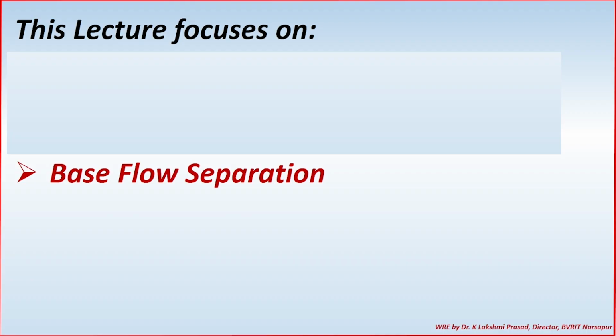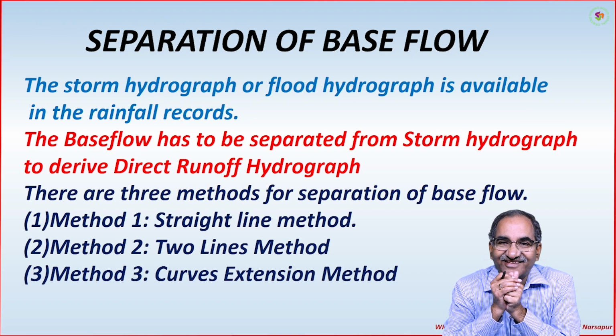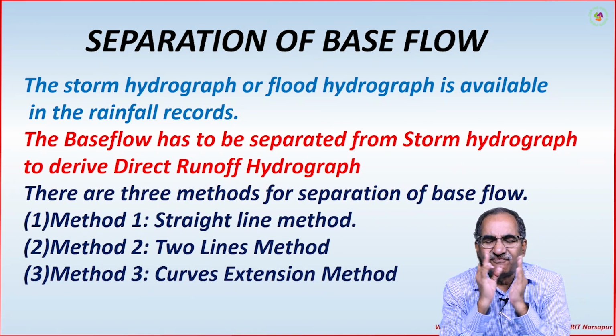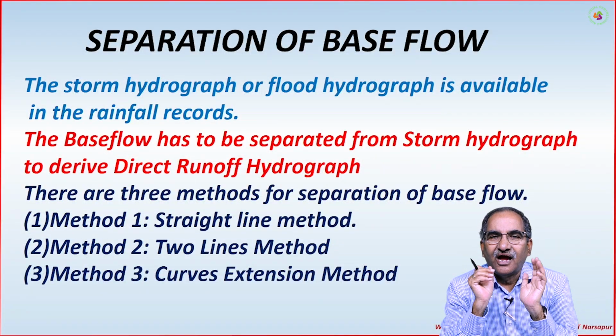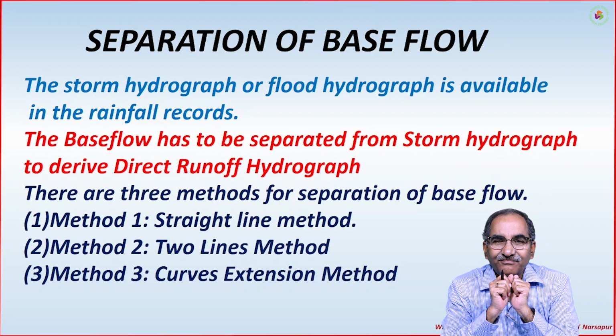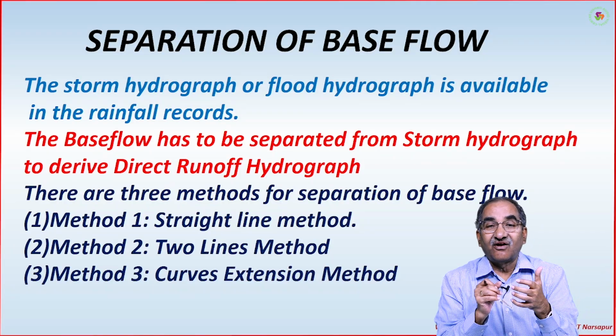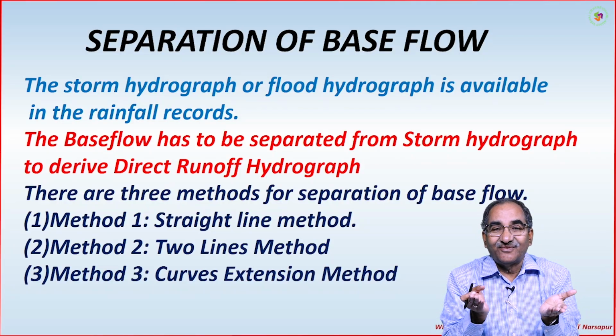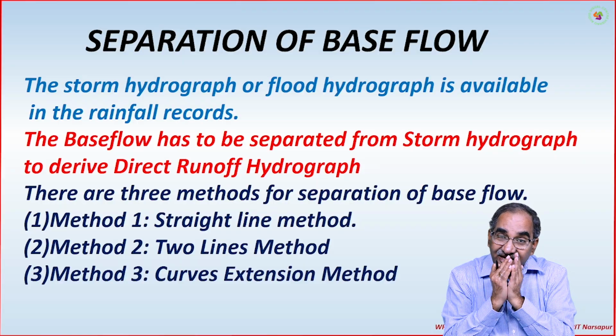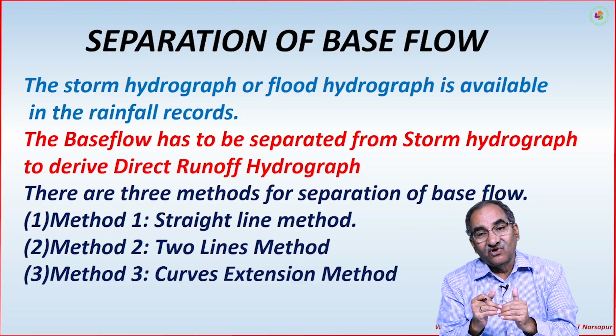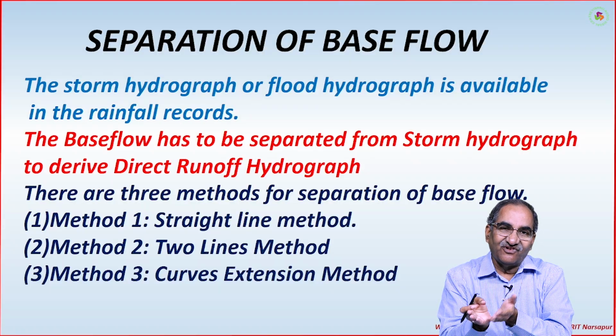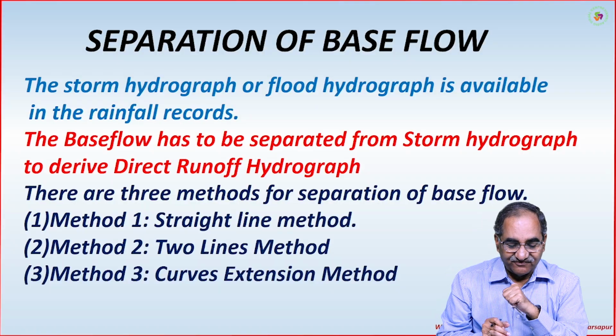So mainly today's lecture focuses on how to separate the base flow. And if we separate the base flow, what is the remaining portion? That we will do in this particular lecture. The most important thing in hydrographs, the first and foremost analysis, is how to separate the base flow, because base flow and direct runoff are not reaching the outlet at the same time. So naturally it is my responsibility to separate the base flow and tell what is the surface flow. That is why we separate the base flow.